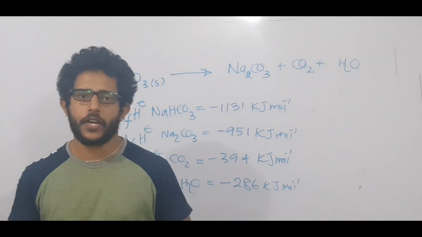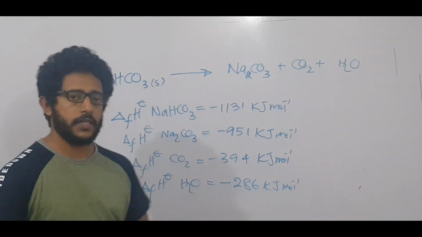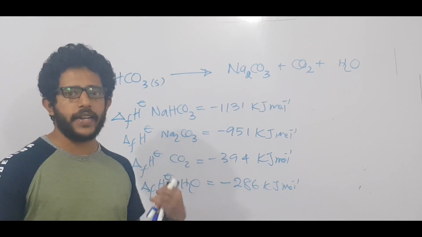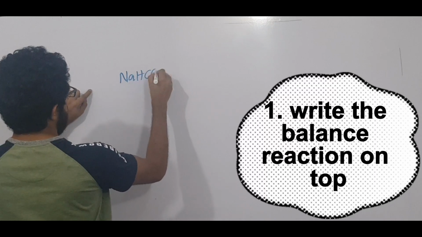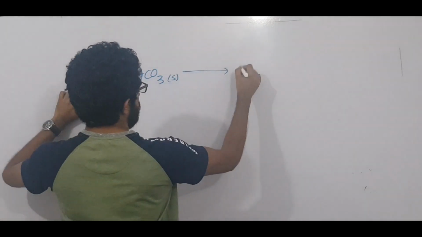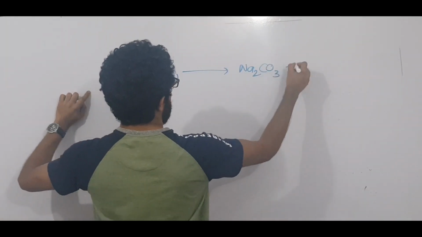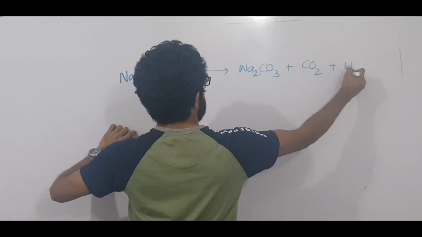So we'll see how we can use this data to construct the enthalpy cycle. This is how we construct the cycle. First we'll write the balanced reaction on top. So it is NaHCO3, sodium hydrogen carbonate solid, gives you Na2CO3, sodium carbonate, plus carbon dioxide and H2O.